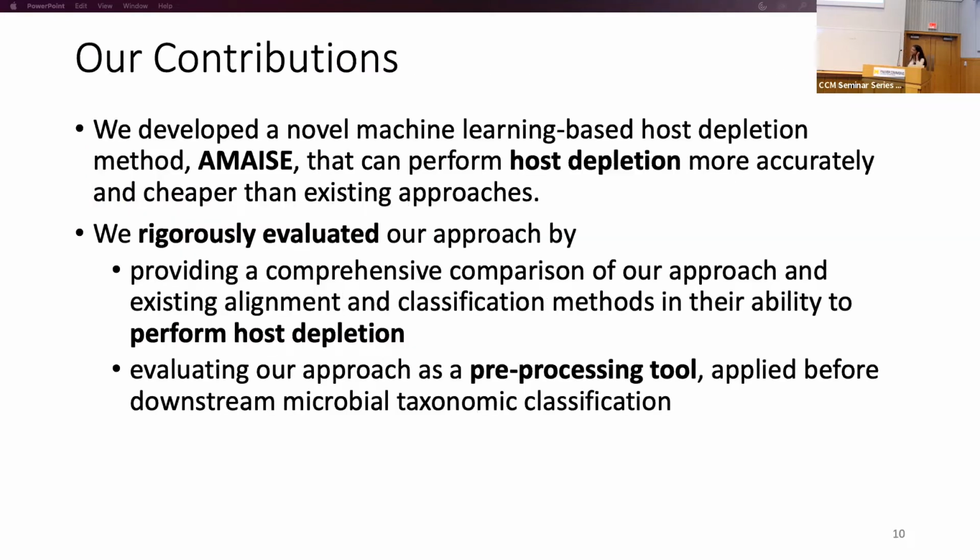So our contributions are that we developed a novel machine learning-based host depletion method, AMAISE, that can perform host depletion more accurately and cheaper than existing approaches. We rigorously evaluated our approach by first providing a comprehensive comparison of our approach and existing alignment and classification methods in their ability to perform host depletion. We also evaluated our approach as a preprocessing tool applied before downstream microbial taxonomic classification to see what the gains are of using AMAISE in the entire pipeline.